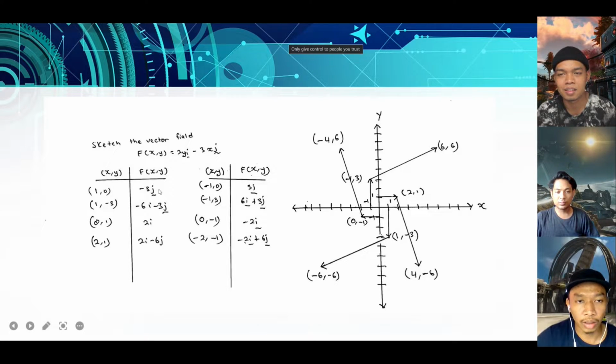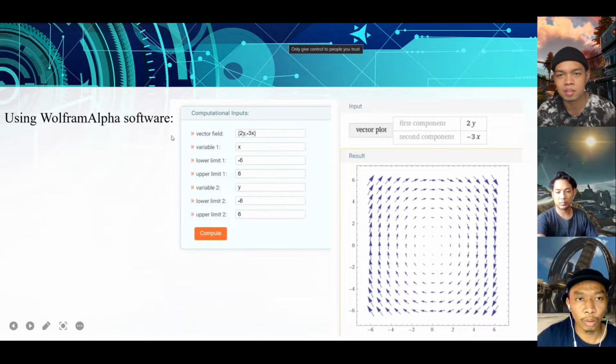And then we will continue with coordinate (1, negative 3) into this equation, and we will get the answer vector negative 6i minus 3j. And we will plot the graph in here. And then for the rest of the coordinates, we will use a similar method like (1, 0) and (1, negative 3), and we will get the graph like this. Also, I have done using Wolfram Alpha software to get the vector field using 2y and negative 3x. It's similar with my sketch.